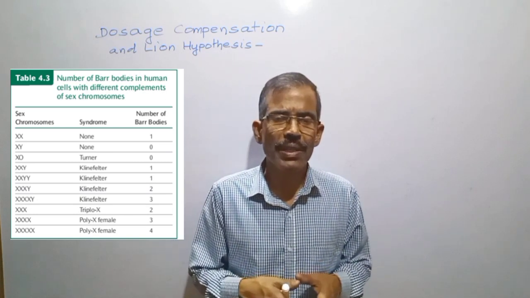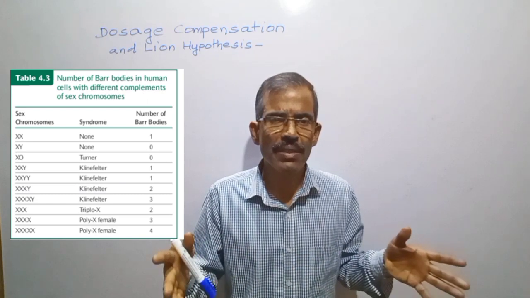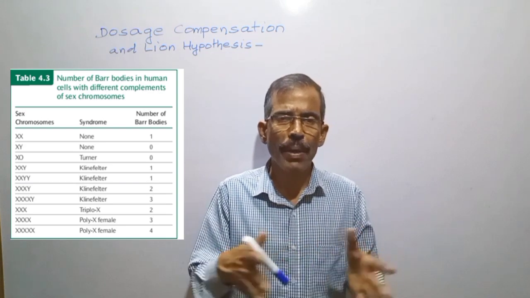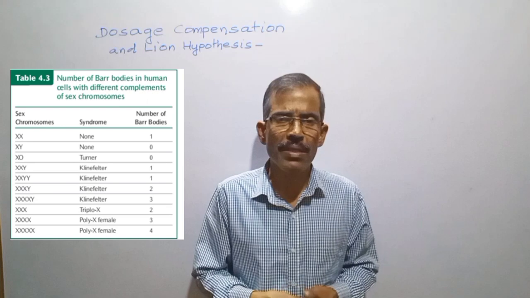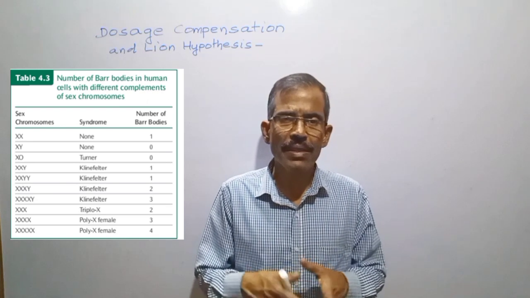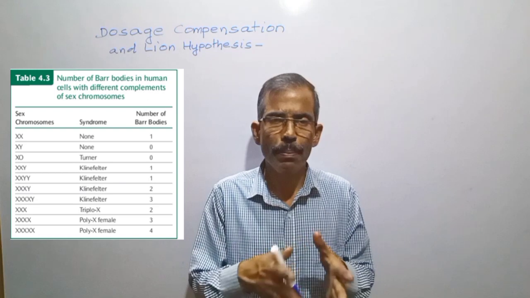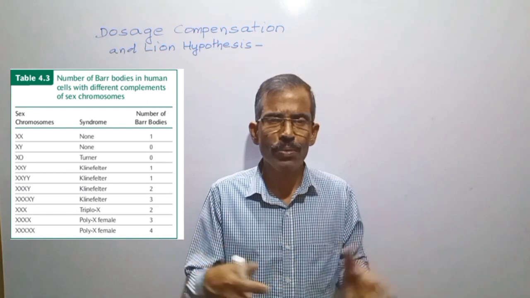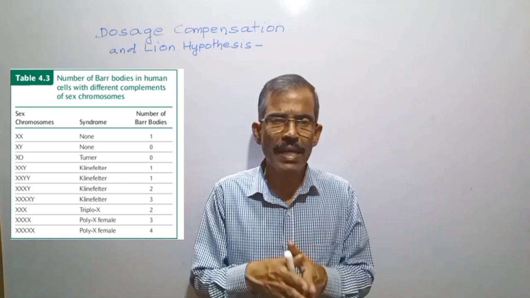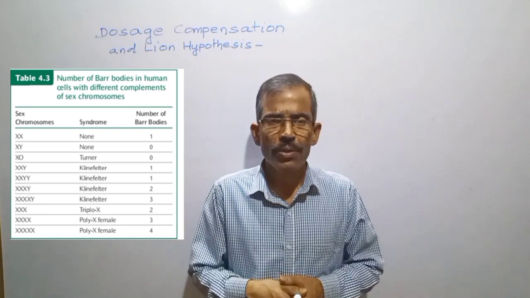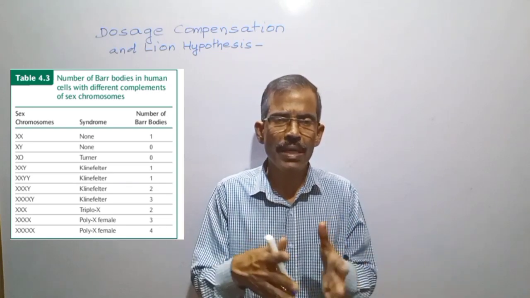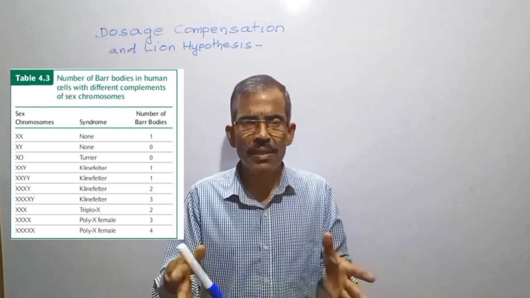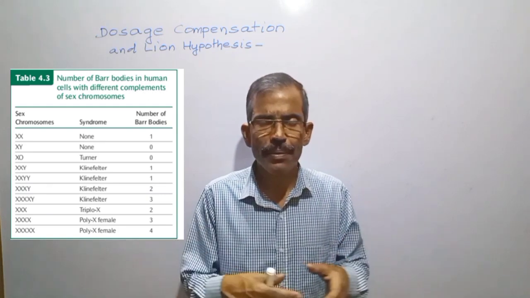In species with XX and XY system of sex determination, for example in human beings, both male and female possess 22 pairs of autosomes. But regarding sex chromosomes, there is a difference between male and female. Females possess a pair of X chromosomes, but males possess one X and one Y chromosome. So there is a difference in the number of X chromosomes possessed by male and female. This difference presents a special problem in development.